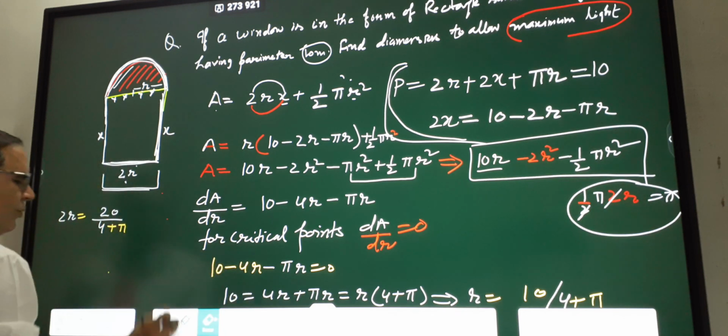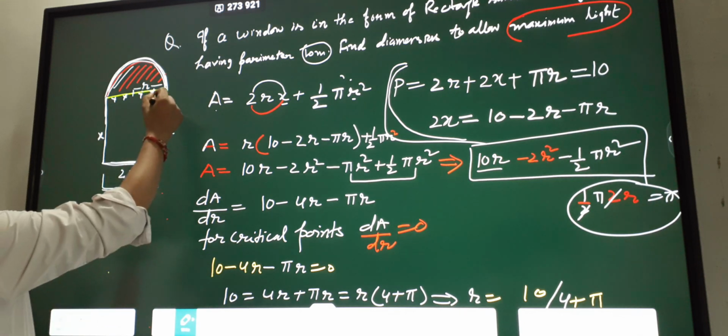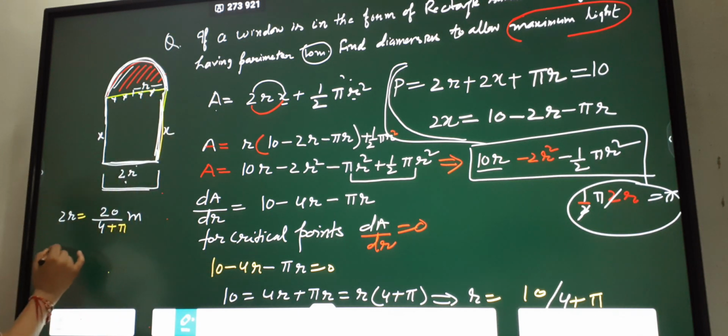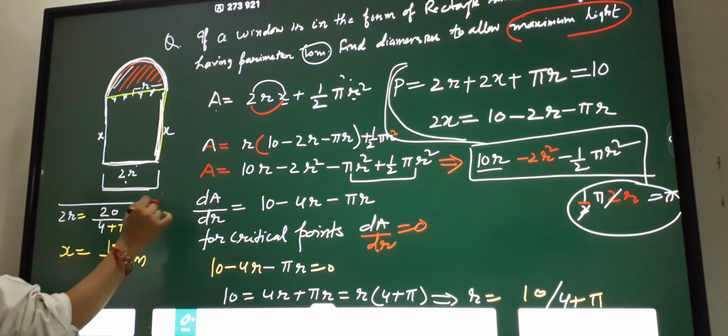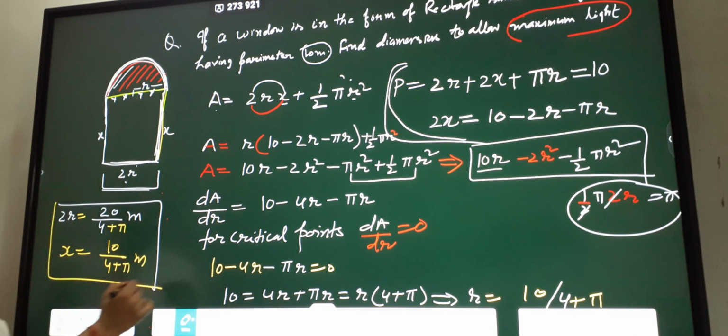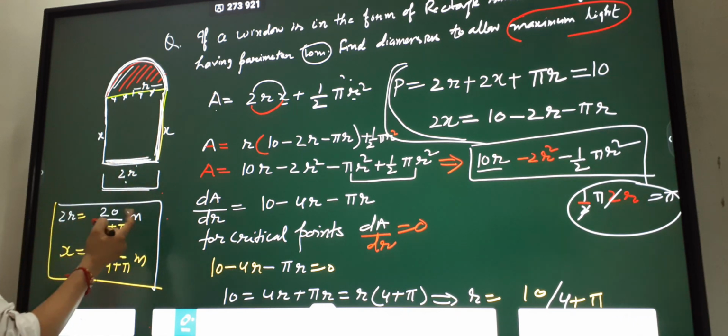So this will be meter, this will be meter. And then another dimension is x, and the value of x is 10 upon 4 plus pi. So these are the two results of this answer. This dimension is 2r, and 2r equals 20 upon 4 plus pi. And then another dimension is x, which you can call the width of the window, that is 10 upon 4 plus pi.